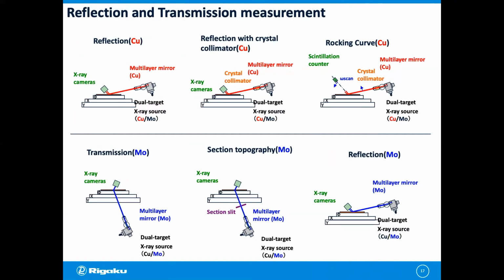This slide shows you the measurement positions of various measurements. The copper and moly radiation are used in XRTmicron. The copper source is mainly used in reflection mode. The copper source can be used with the crystal collimator. In the case of rocking curve measurement, the scintillator counter is used. Rocking curve measurement is also used for curvature correction. The moly source is mainly used for transmission geometry. In the case of section topography, the section slit is used with the moly source.